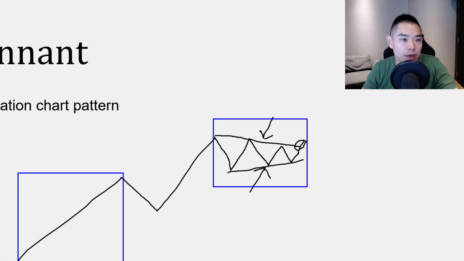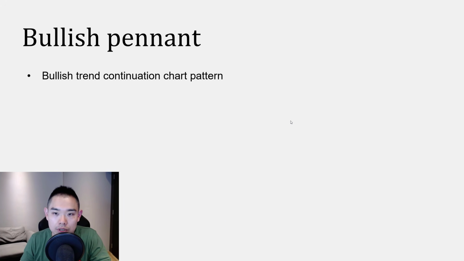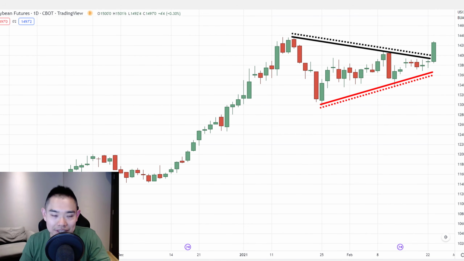So this is what we call the bullish pennant. The pennant is basically this portion over here. On a chart, it looks something like this. Okay, there you can see it better. So notice the market is in an uptrend, it makes a pullback, goes up higher, makes a pullback, goes up higher, makes a pullback, goes up higher, makes a pullback, goes up higher.